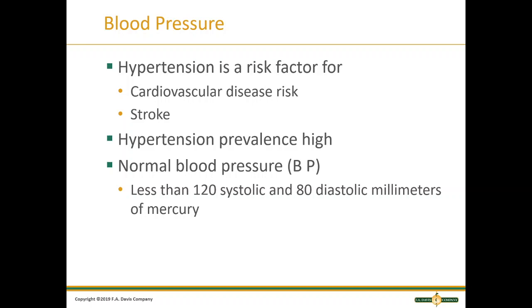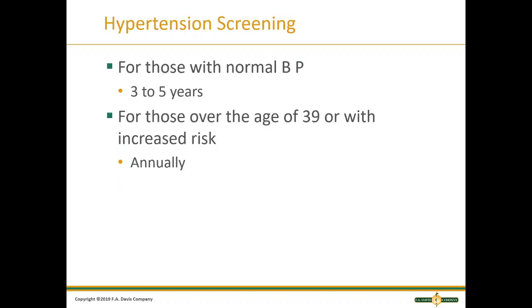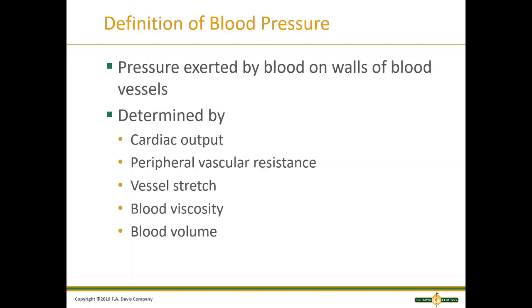We know that the parameters for adults are 120 systolic and 80 for diastolic. So screening, you need to have a normal blood pressure within the ranges of 120/80 for 3 to 5 years. If you're over the age of 39, of course, there's an increased risk. Pressure exerted by blood on walls of blood vessels. That's what the actual textbook definition of blood pressure is.